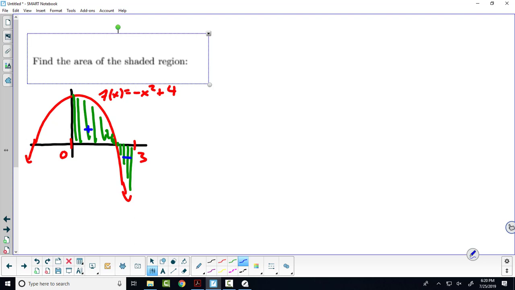Okay, so what am I asking you to find? I'm asking you to compute the definite integral. Fill out the rest of it. Check with your neighbor.